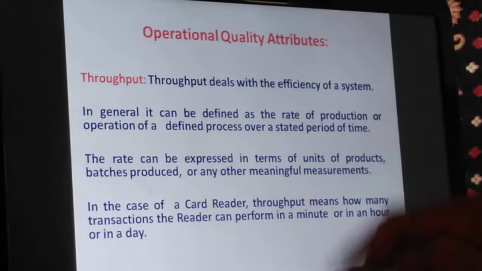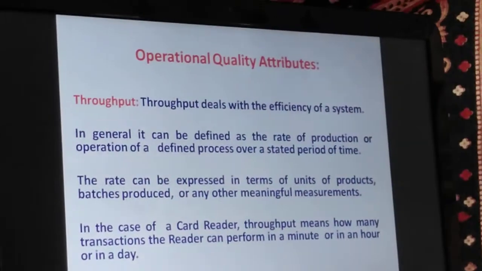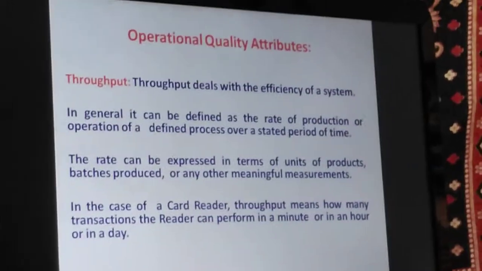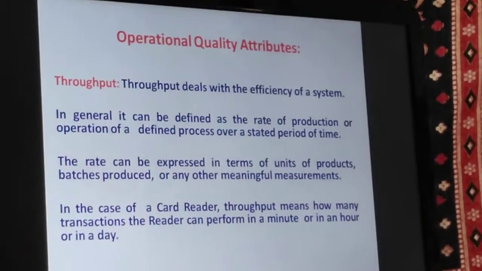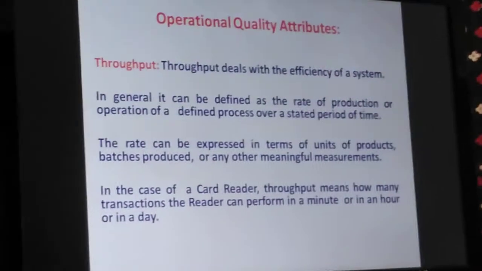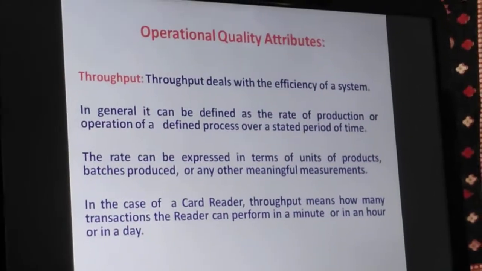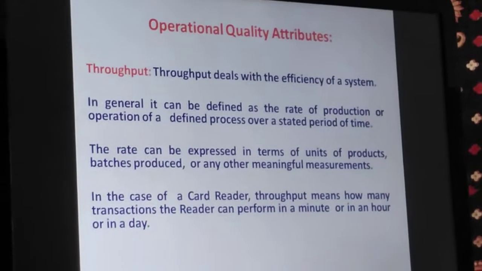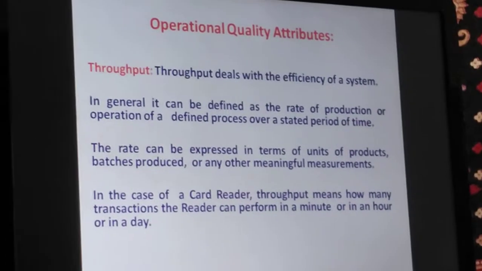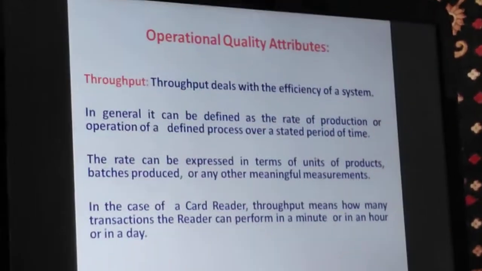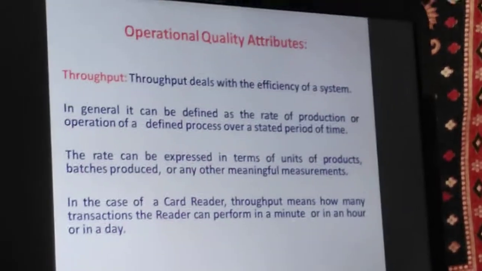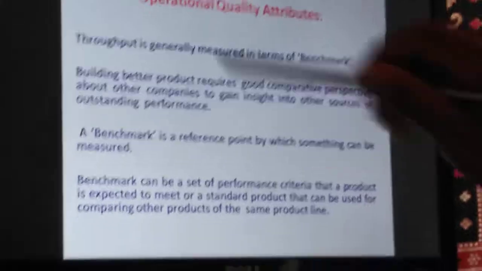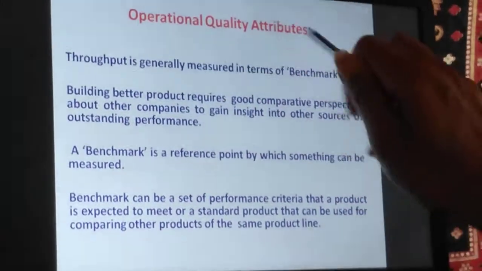Another example, in a printer, how many printouts it can print per minute. In the case of copier machines, how many copies of a document it can make per hour defines the throughput of that machine. Throughput is generally measured in terms of a benchmark.